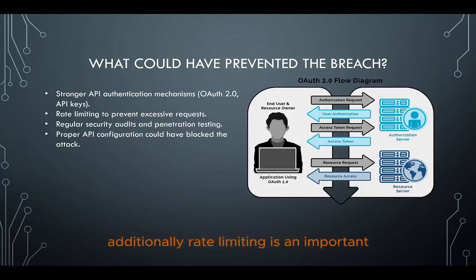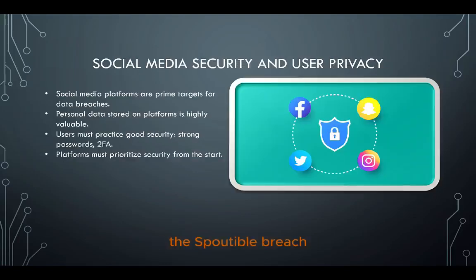Additionally, rate limiting is an important defense mechanism that can prevent attackers from making repeated requests to an API. By limiting the number of requests from a single user or IP address, Spoutible could have minimized the impact of the attack. Regular security audits and penetration tests would also have helped identify vulnerabilities in their API configuration before they were exploited.